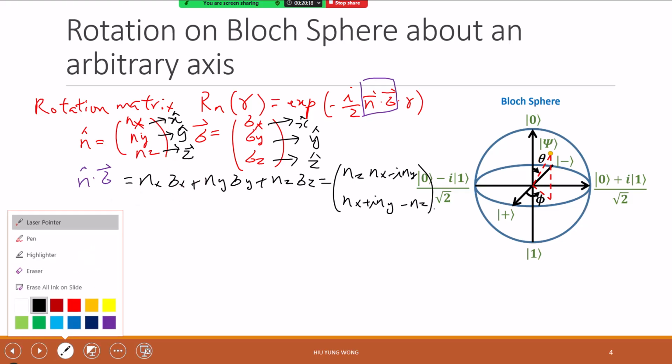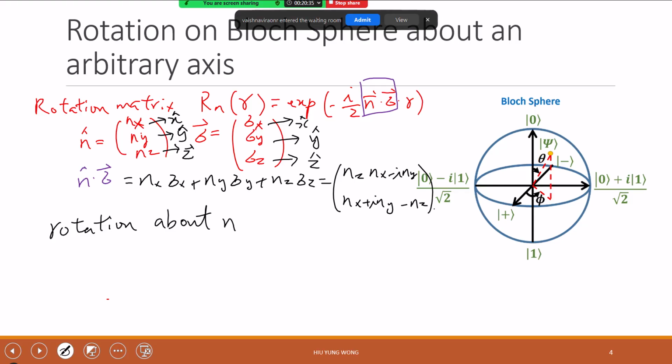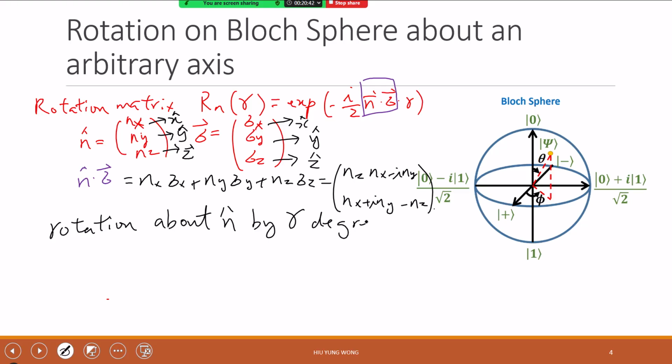So it is given that if you ask about how much rotation we have, this is telling us that the rotation about n hat by gamma degree, okay, is given by this equation.